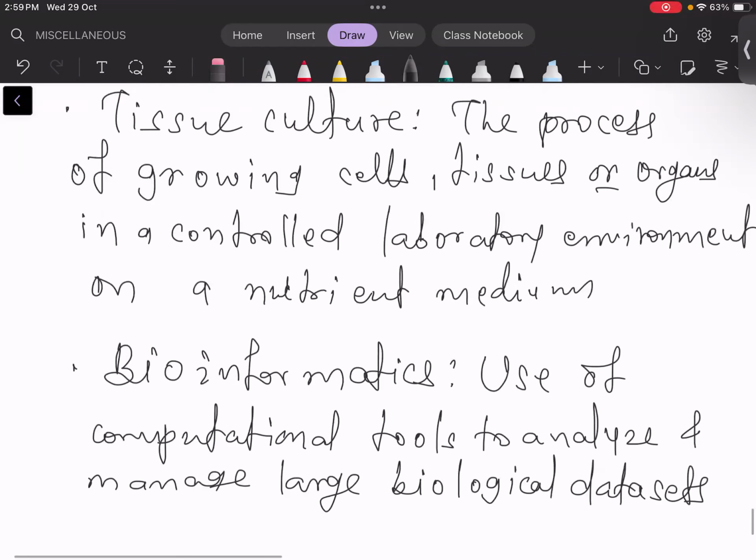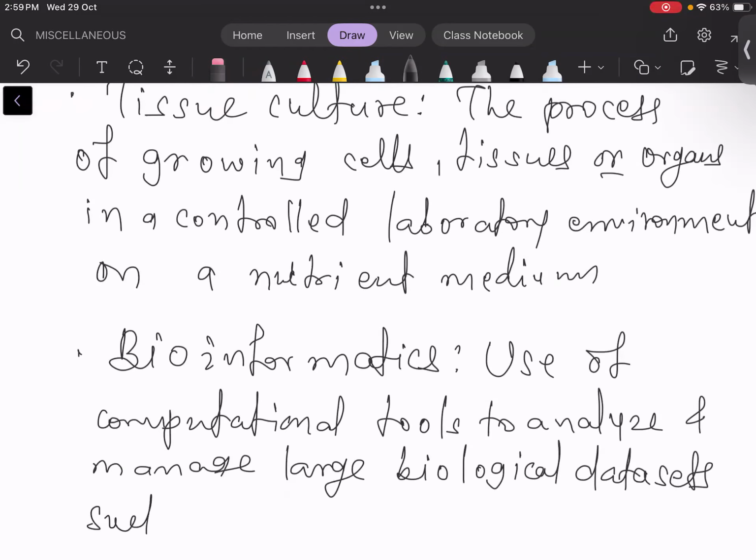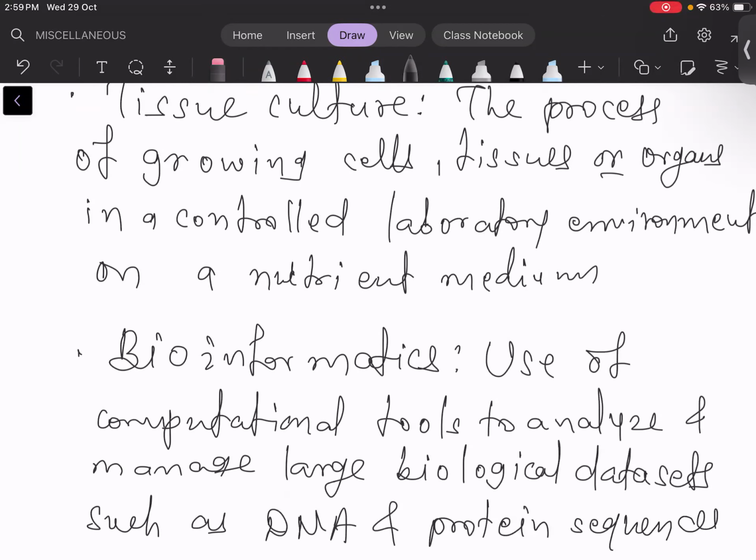Such as DNA and protein sequences. That is called what? Bioinformatics. Now, bioinformatics is also based on protein engineering, that is, modifying the properties of a protein to create new or improved functions. New or improved functions, right?